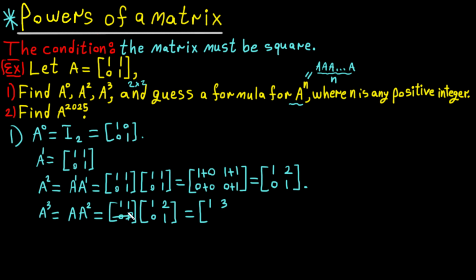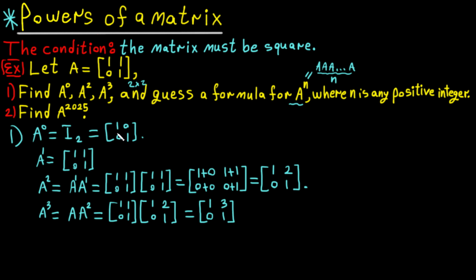Now the second row by the first column. So 0 multiplied by 1, which is 0, plus 1 multiplied by 0, which is 0. So it's gonna be here the answer 0. Then second row by second column. So 0 multiplied by 2, which is 0, plus 1 multiplied by 1, which is 1. So the answer is gonna be here 1.